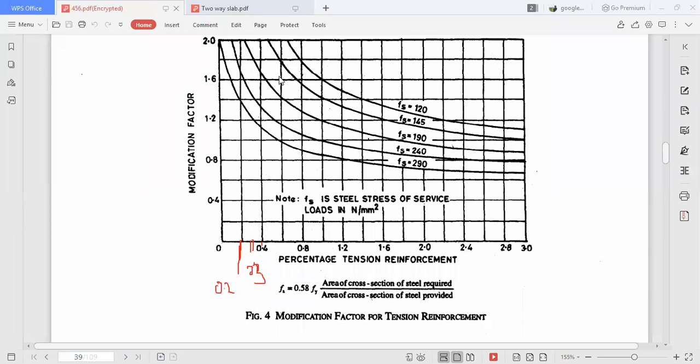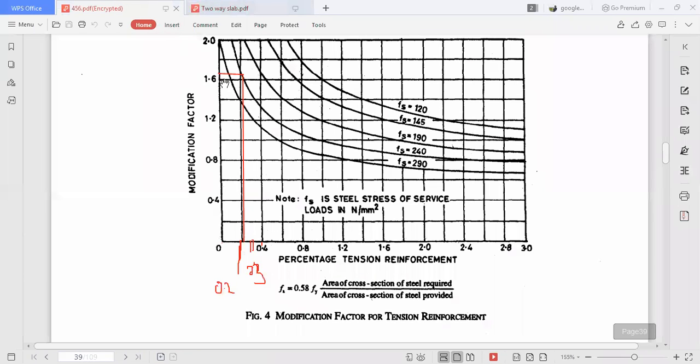Let us take some line. So this will be your 0.22 line. Okay. And from this, you just draw horizontal line. You will get modification factor. Okay. How much we have taken in this code?